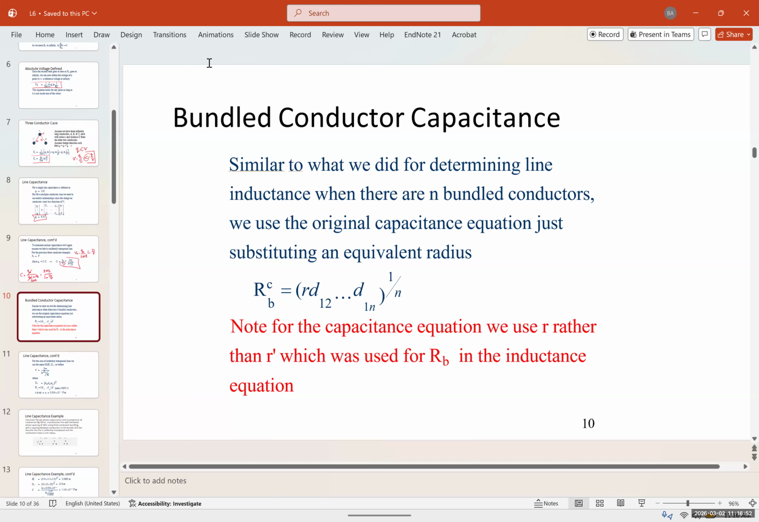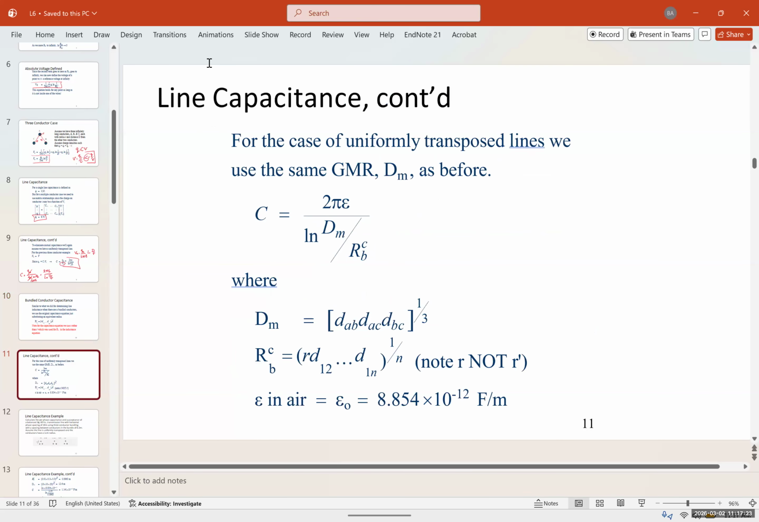Similar to what we did for determining line inductance, when there are n-bundle conductors, we use the original capacitance equation, just substituting an equivalent radius. So RC of B is going to be R times D12, D13, up to D1N, to the power of 1 over N. Note that for the capacitance equation, we use R rather than R prime, which was used for RB in the inductance equation.